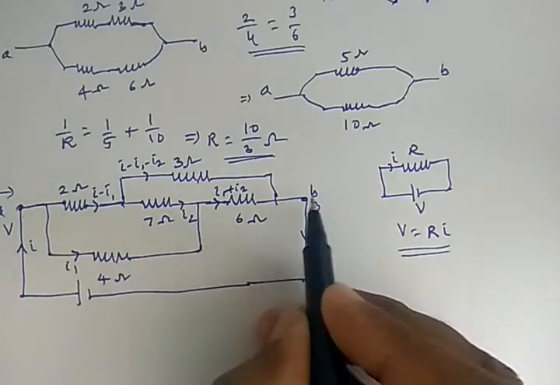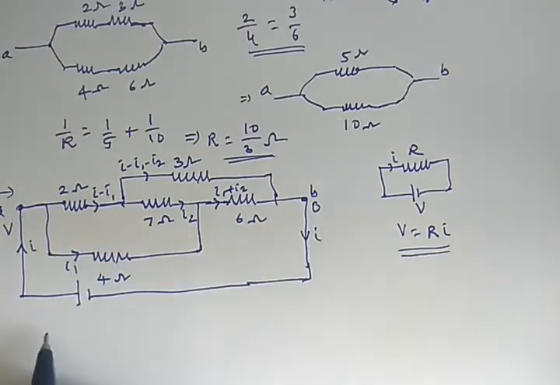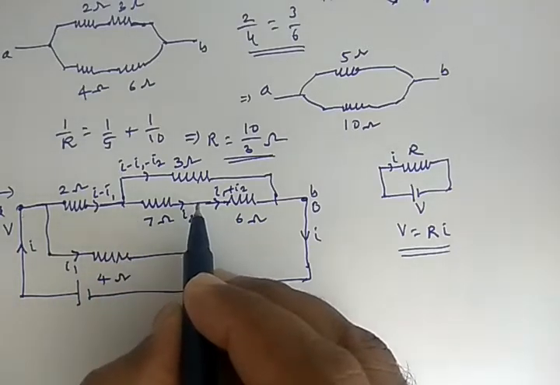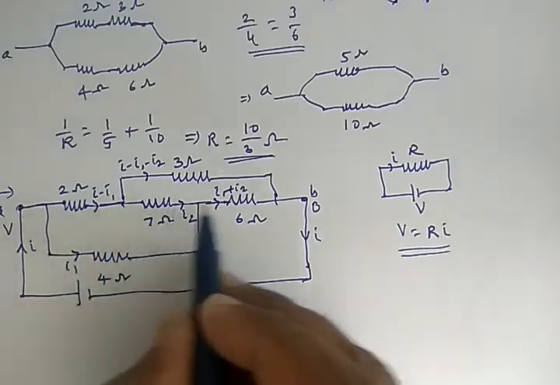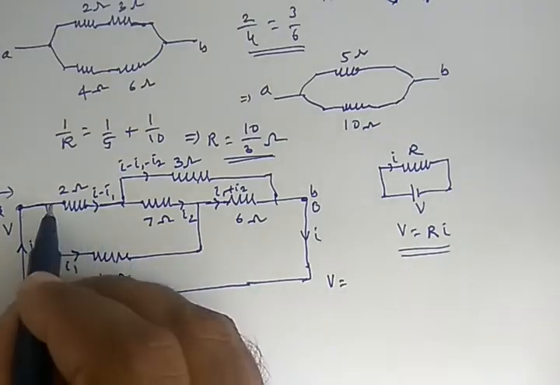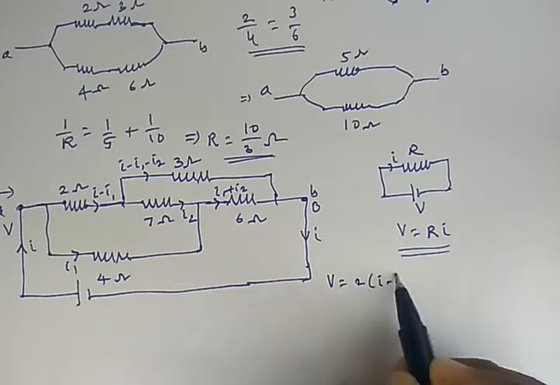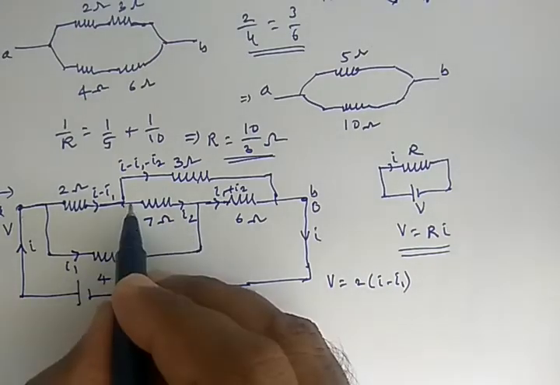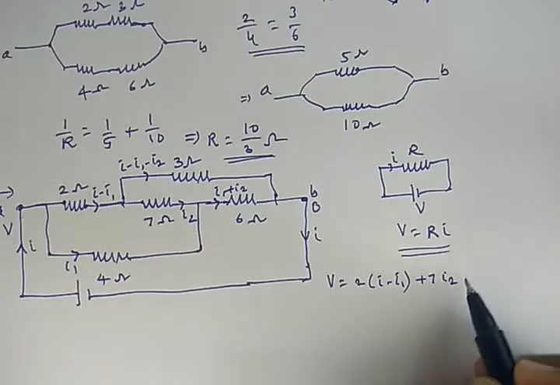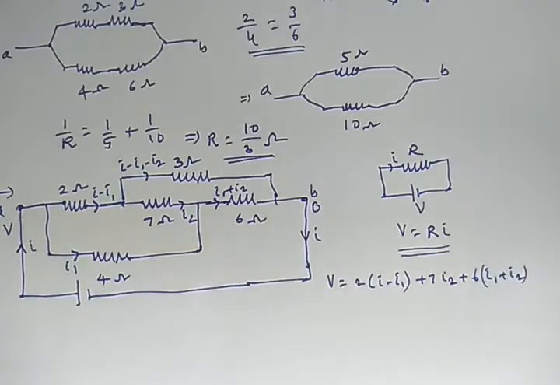The voltage across A and B equals V. So that will be equal to the voltage across the first element, the voltage across the second element and the voltage across the third element also. Now I am going in the straight path. Then you can write V equals, the voltage across this one is 2 into I minus I1. Then the voltage across this one is 7I2 and the voltage across this one is 6 into I1 plus I2.